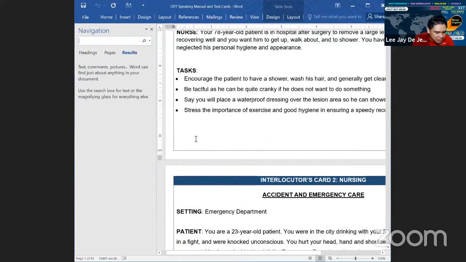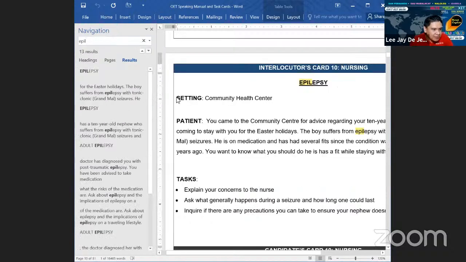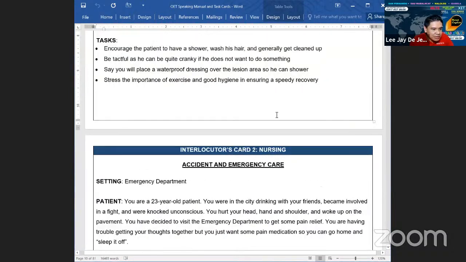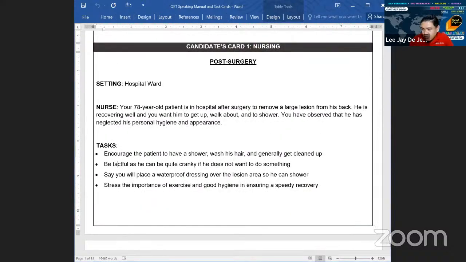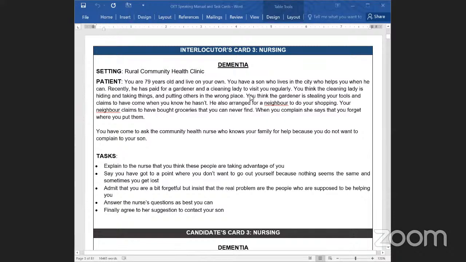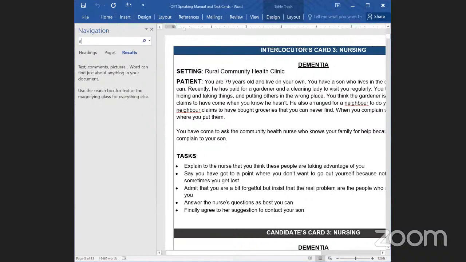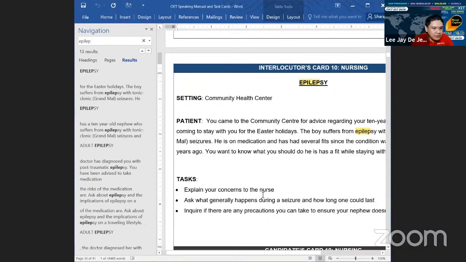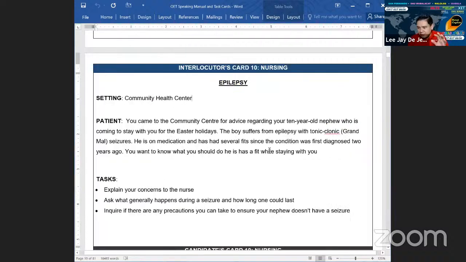Okay, so let's use this one. Epilepsy. There you go. So I'll read it out loud. Okay, I'll show the card to our audience. Okay, let me look for it again. Okay, let's have epilepsy. There you go. So let me read Sir Joe's card first.